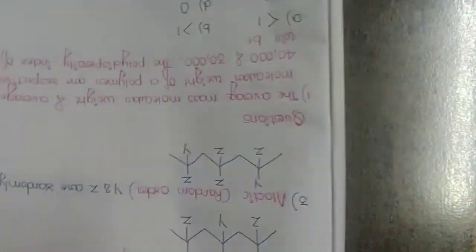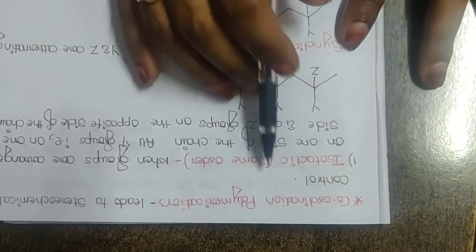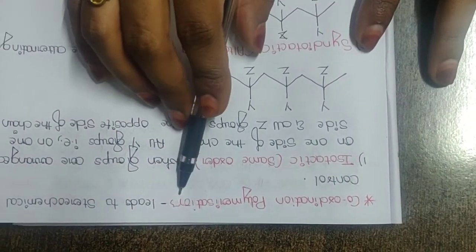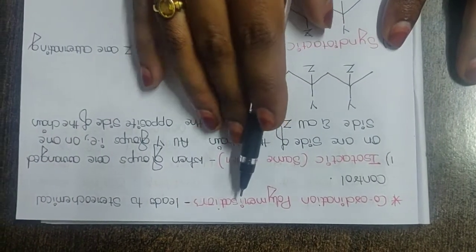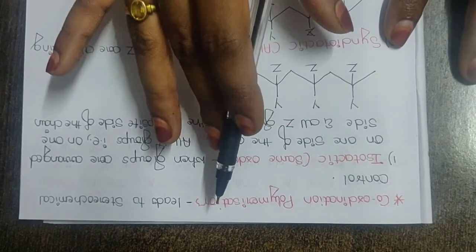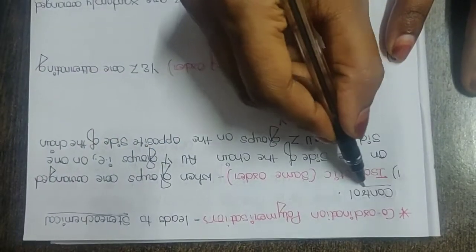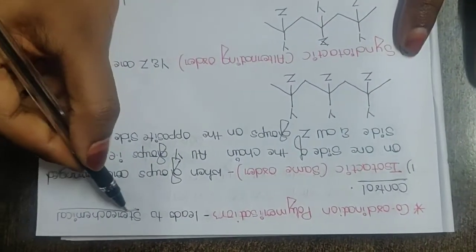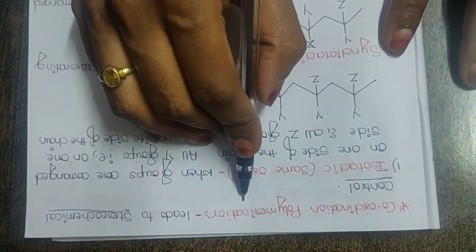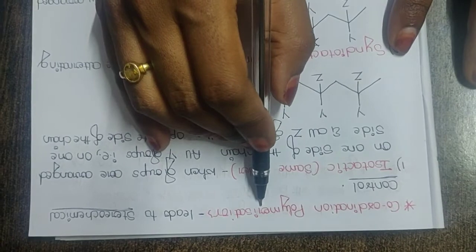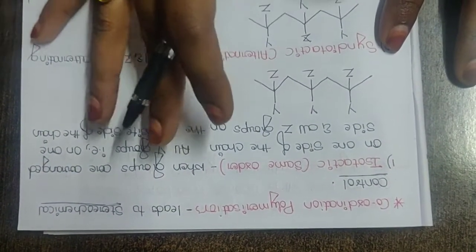Okay, so the last topic, as I said in the beginning, is one more topic called coordination polymerization. The importance of coordination polymerization is that we end up with polymers which have stereochemical control. To bring about stereochemical control, we use coordination polymerization, and commonly a solid catalyst called the Ziegler-Natta catalyst is used.